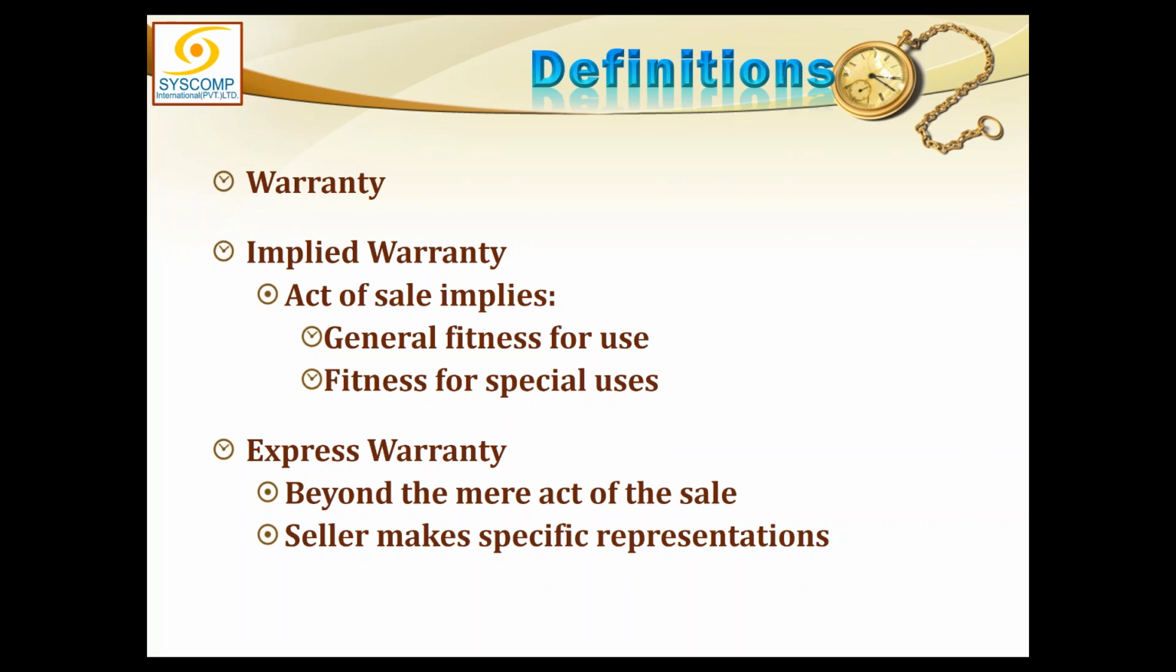Express warranties are in the case of equipment which gives you certain guarantees which are beyond the mere act of sale. Like you buy a mobile and they tell you there is a warranty of 6 months with it. That means you have bought it, you take it home, and it is all right, it is fit for general use and everything, but they are covering this product for another 6 months. If something goes wrong with it, they are going to fix it. This is called an express warranty.